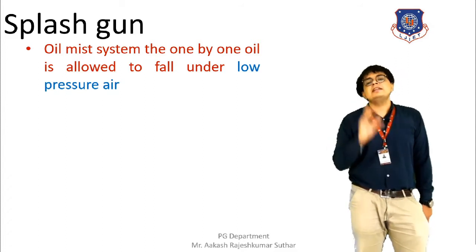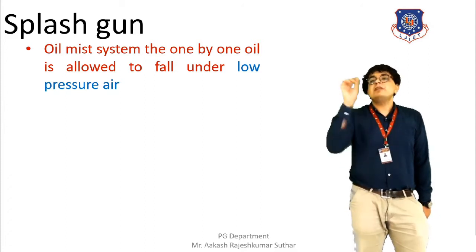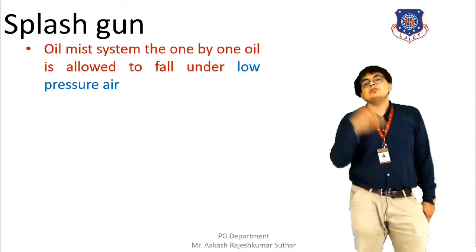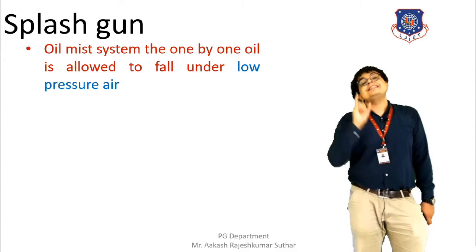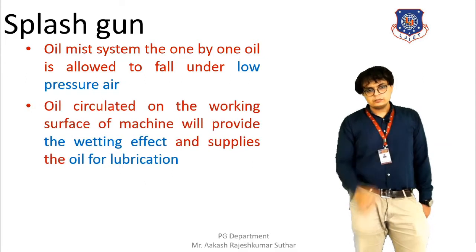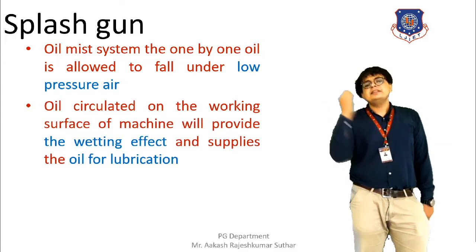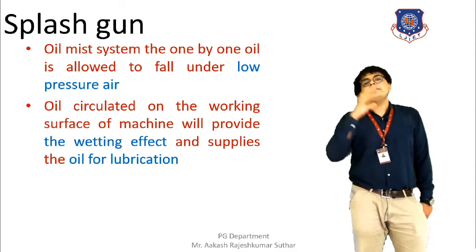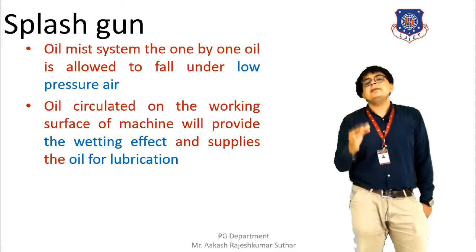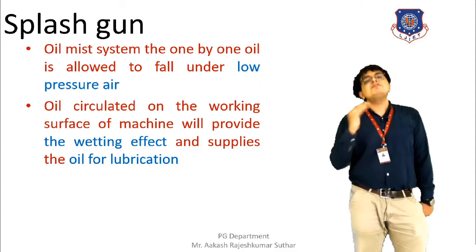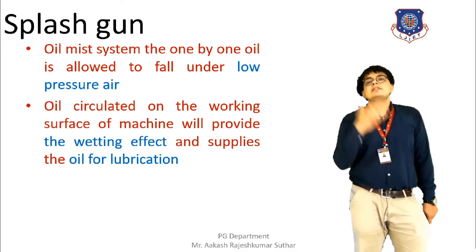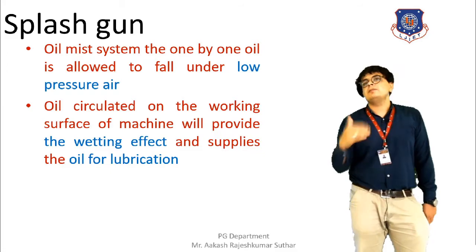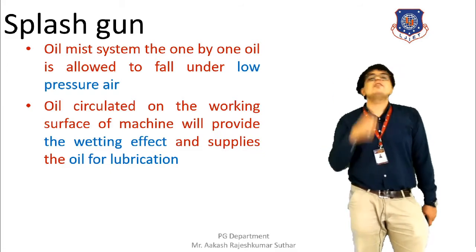First of all, here we are applying droplets of the lubricating oil one by one to the surroundings, and it is applied under low air pressure. The oil is circulated, and as a result of the application of the oil and steam at the same time, a wetting effect is found on this machine or the parts where the lubrication is required. So as a result, a wetting effect will be found. At the same time, the surface will also be lubricated.